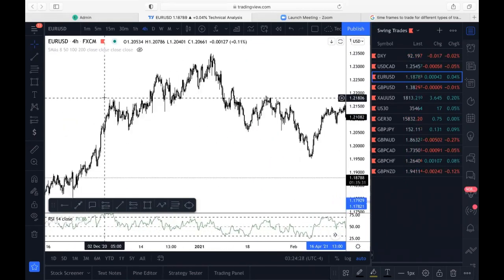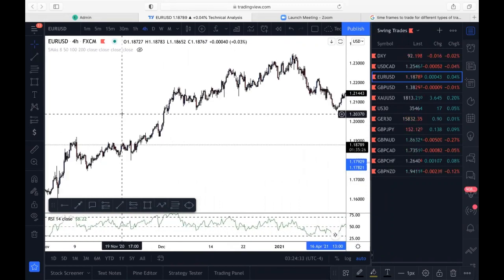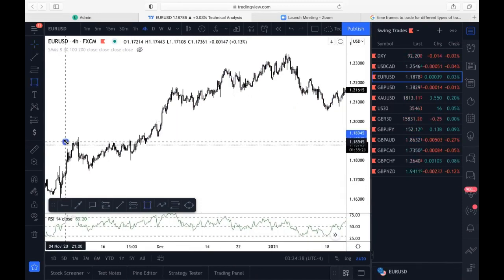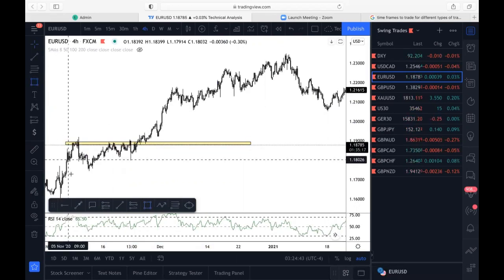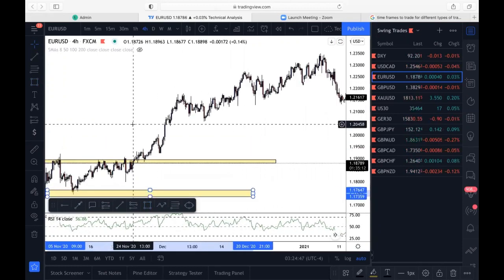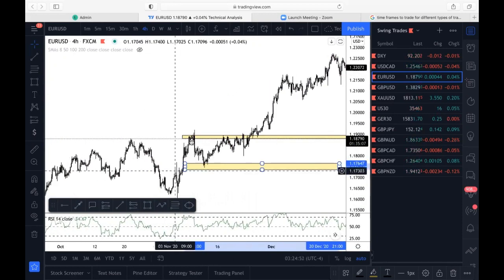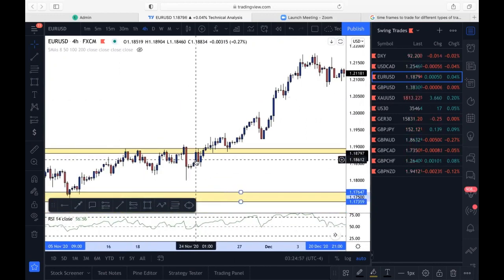And I like to mark up where I see resistance, support, trend lines. I like to mark up the highs, lows. So right here, I see a nice resistance area slash a high. See a low here. And all I'm looking for is a break above my zone.